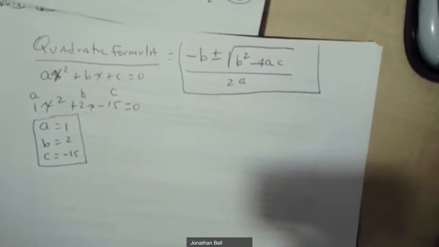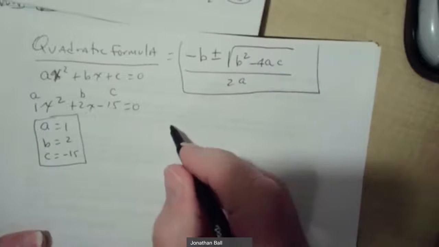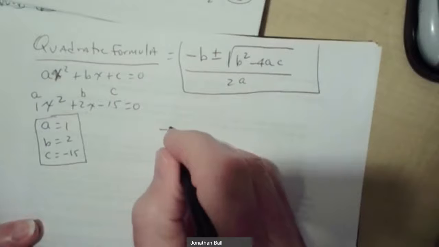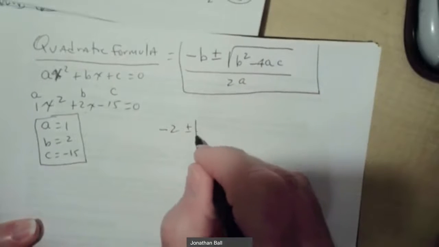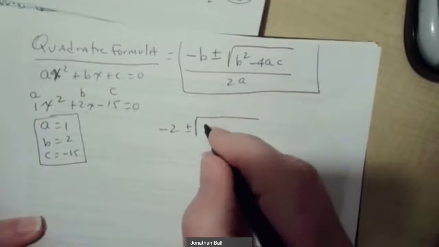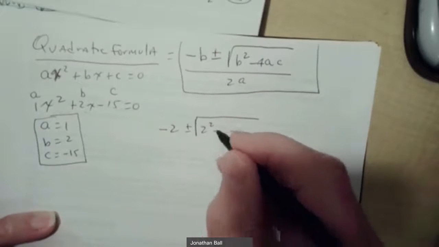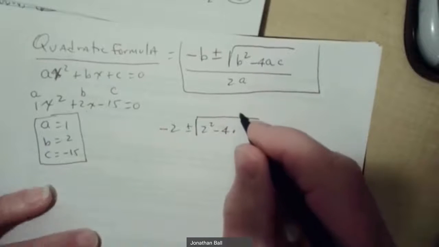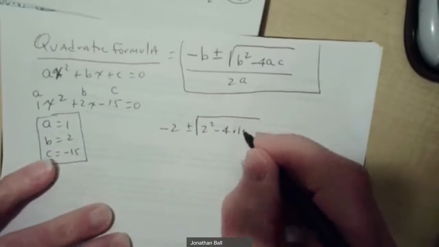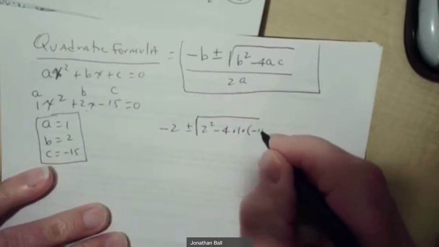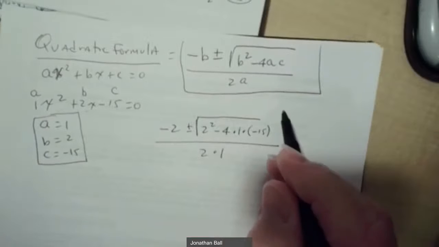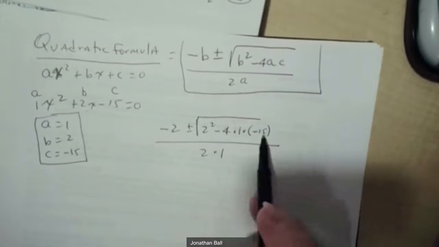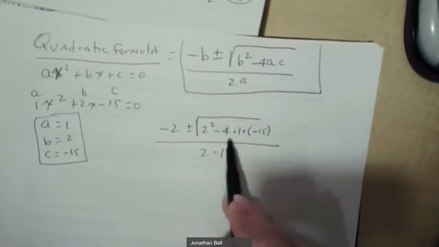Okay, now we just plug those numbers into our handy dandy formula, and we get this: negative b, so negative 2, plus or minus the square root of b squared, again, b is 2, squared minus 4, times a is 1, times c is negative 15, all over 2 times 1. Now, if you want, you can put this in the calculator, and it'll spit out the answer. This is nothing more than an order of operation.